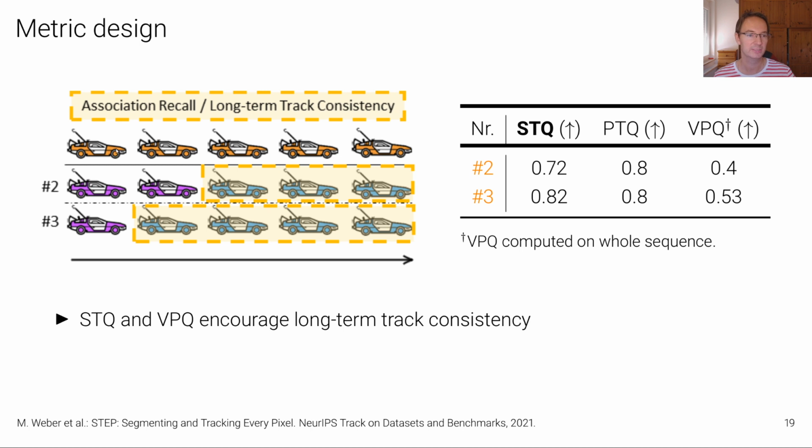Here's another example where the ground truth is a single track, but then we have two predictions, one where we track one object for 2 frames and the other for 3 frames, and here one object for 1 frame and the other object for 4 frames. What we can see here is that STQ and also VPQ encourage long-term track consistency, which is what we want. In both cases, in contrast to PTQ, the score increases, the tracking quality increases for the third case compared to the second case, which is what we want. The longer we can track an object, the better.